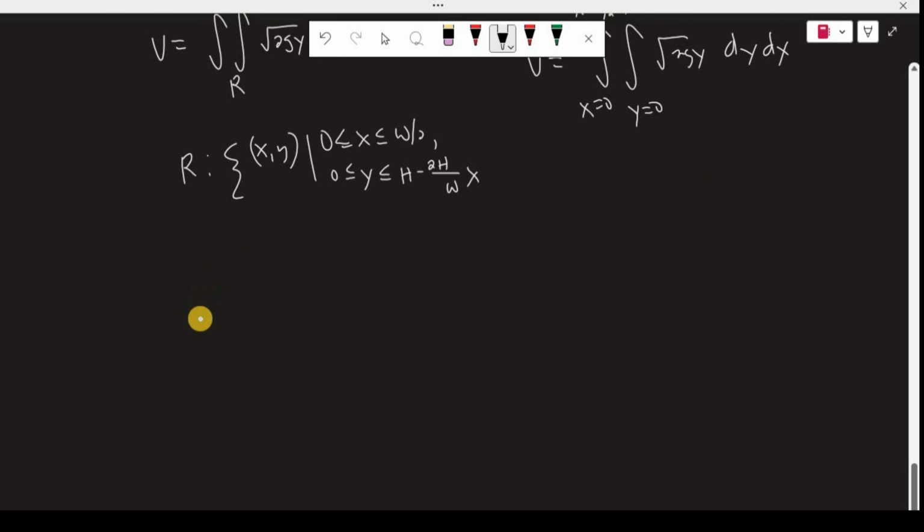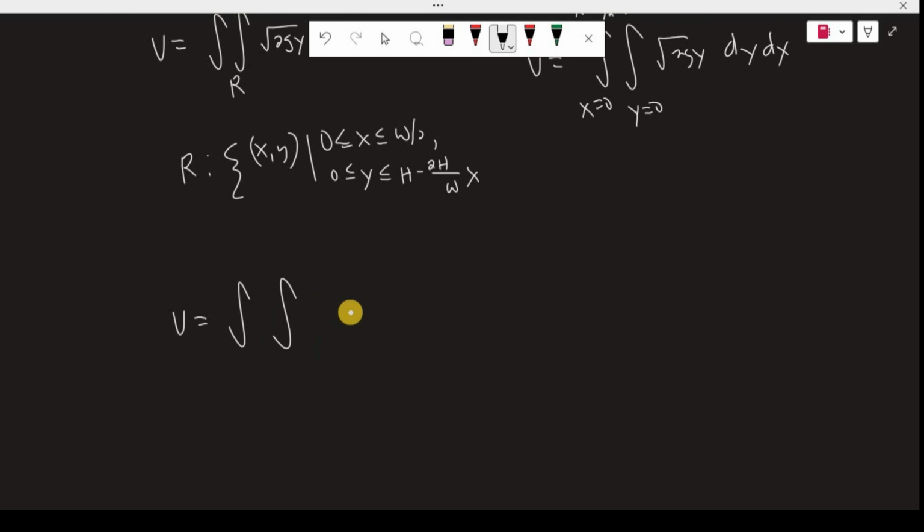Now we are going to evaluate the double integral by integrating with respect to x first. So the square root of 2gy dx dy.